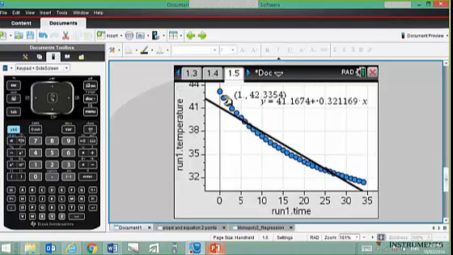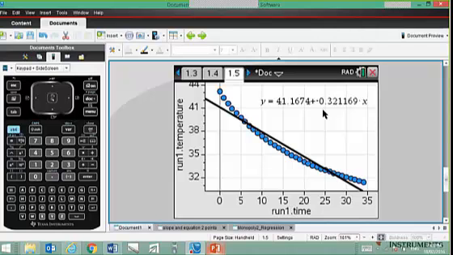It's still curved, but I put a linear model on, following Roger's advice, and I can see that, okay, I was a little bit slow getting to my cup of coffee, but when I did start looking at it, it was about 41 degrees Celsius initially, and then it started to reduce temperature at the rate of about 1/3 degree Celsius per second.